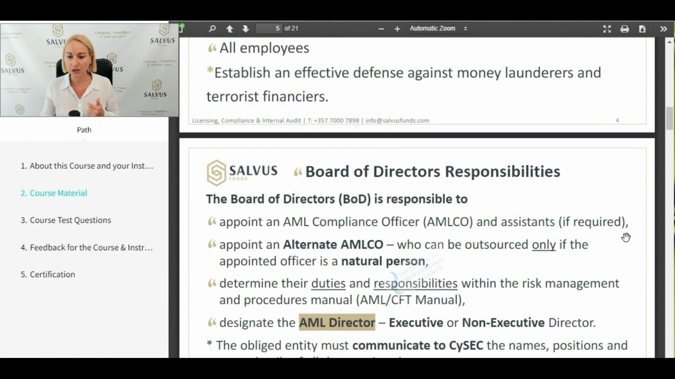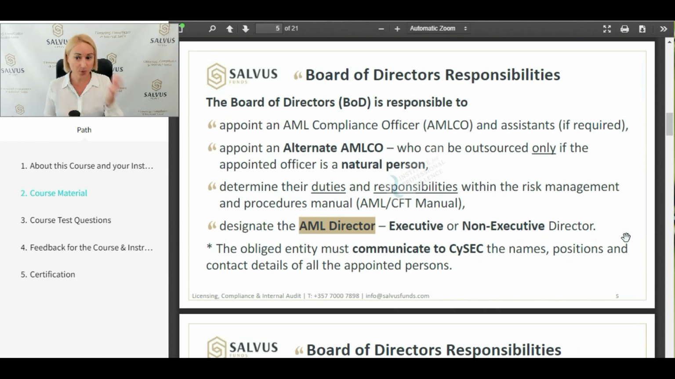Now, the board of directors is responsible to appoint, as we said earlier, the AML CO and assistants, if any, appoint an alternate AML CO who can be outsourced only if the appointed officer is a natural person, determine judicial responsibilities of this person within the AML manual and risk management manual, designate the AML director, which can be an executive or non-executive director, and the obliged entity must communicate to CySEC names, positions, and contact details of all those appointed persons, of course through organization structure and through CySEC portal.